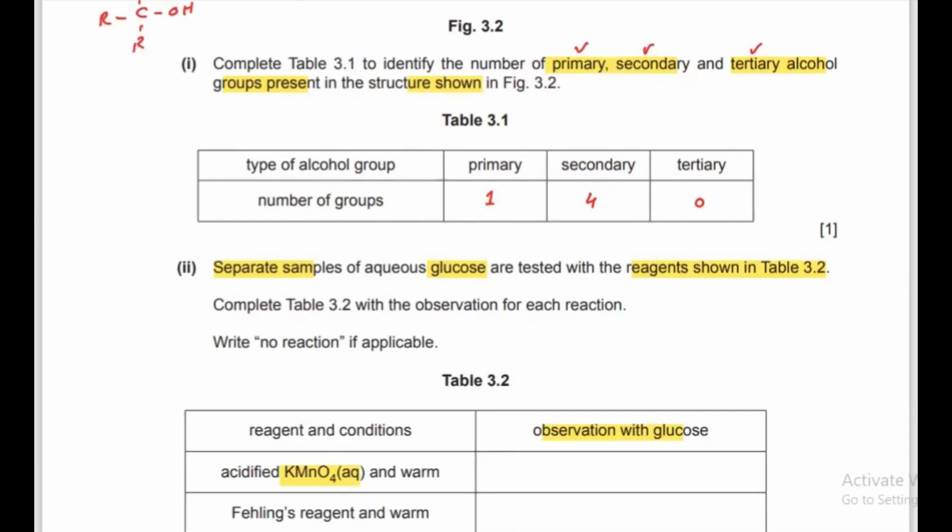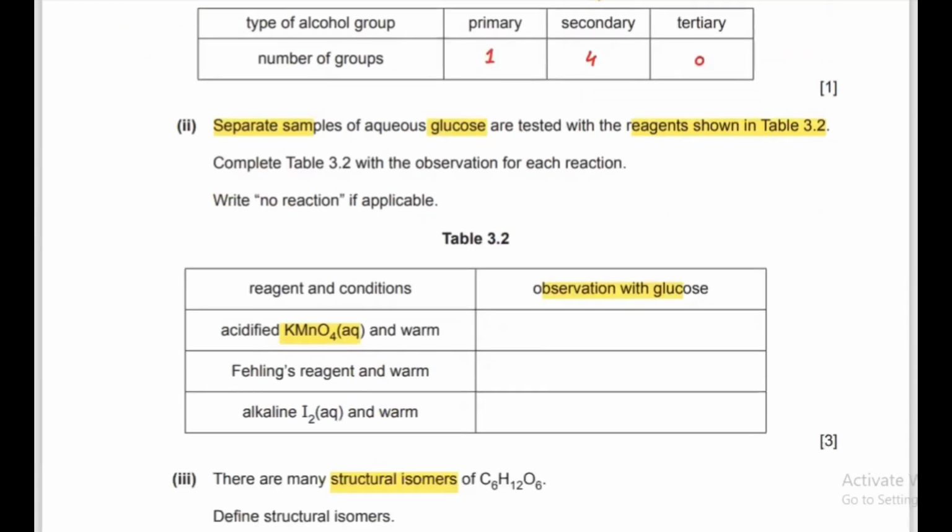Separate samples of the aqueous glucose are tested with the reagents shown in table 3.2: acidified KMnO4 and warm, then Fehling's reagent and warm, then alkaline I2 and warm. Now, if we look at the acidified KMnO4, that can be used to test for the presence of 1 degree or 2 degree alcohol, I mean, primary and secondary alcohol. 3 degree alcohol cannot be tested because that is not further oxidized.